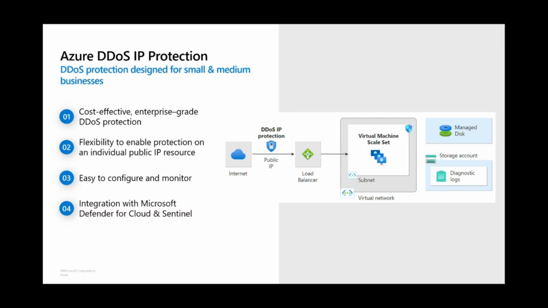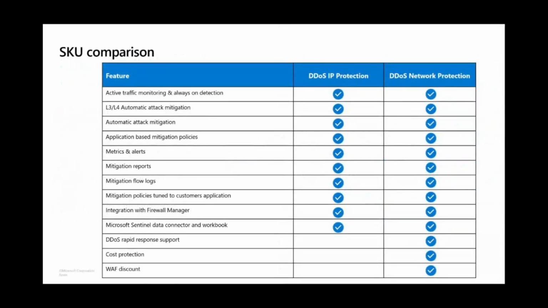So without going into too much information here, the protection you get is more or less the same. The main difference here is the number of public IP addresses you want to protect, and the extra features you get with the network plan. And here you can see the main differences between the two SKUs. As I mentioned, when it comes to the features, they are very similar. The main difference is the access to the rapid response support team, the cost protection, and also the WAF discount, right?